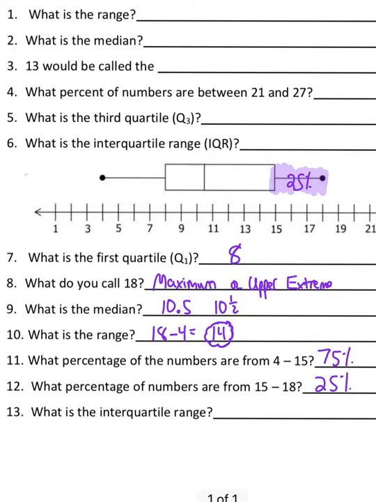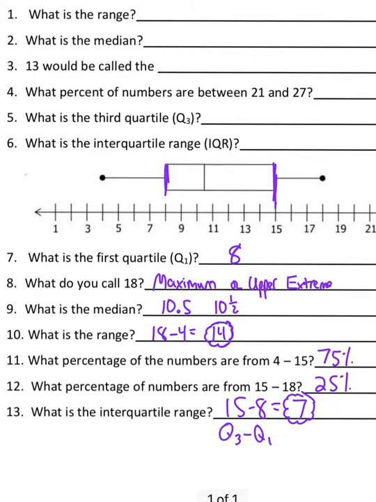And the last one, what is the interquartile range? All right, so remember, interquartile range is Q3 minus Q1, right? So let's find Q3 and Q1. Now, Q3 is right here at 15, minus Q1 is right here at 8, and 15 minus 8 is 7. So did you have 7 for the interquartile range?